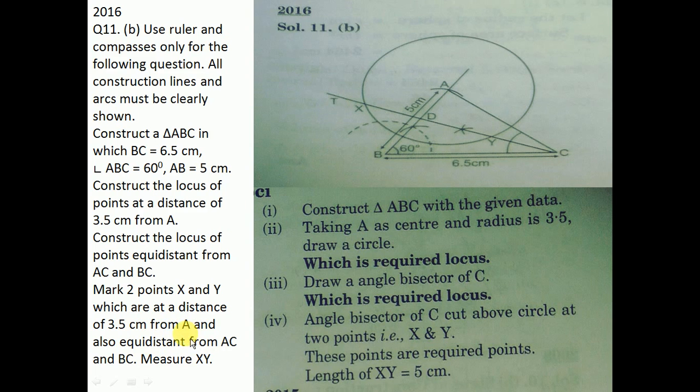And from A and also from AC and BC, this line and this line. So this is the locus of points taken from both the lines, as well as 3.5 centimeter away from this A. So these are the 2 points. Measure XY. You use a scale and measure the length of this. So according to him, we should come to 5 centimeter. They will know the answer. By that they can make out whether the answer is right or not.